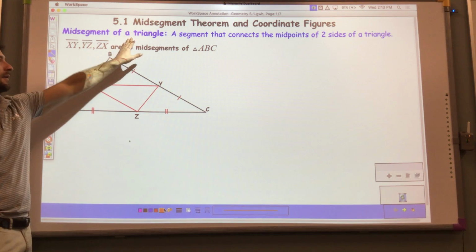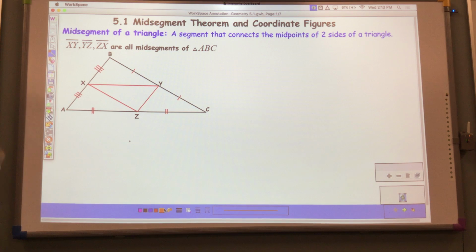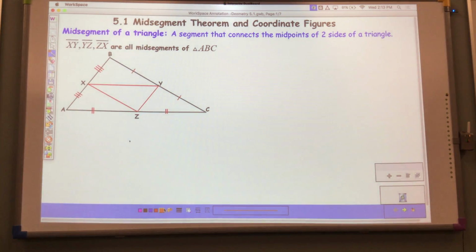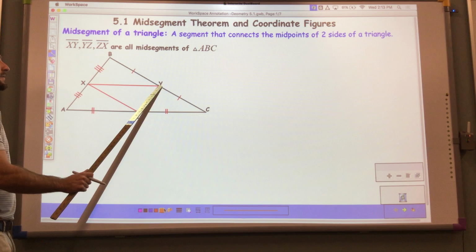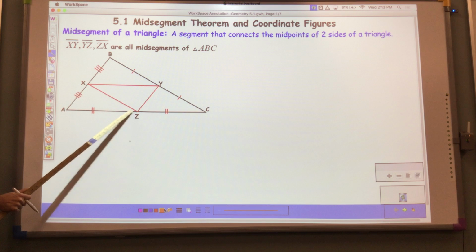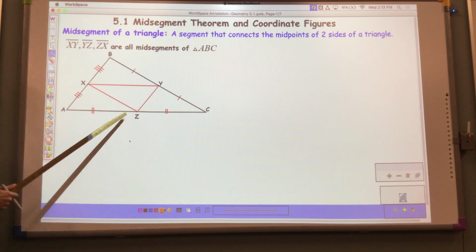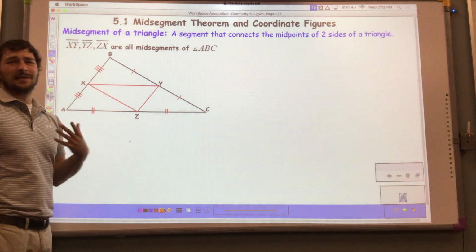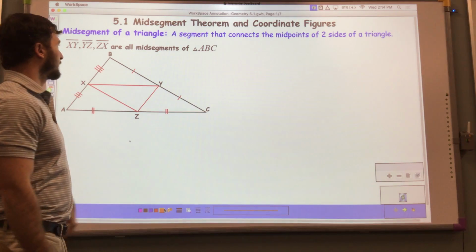A mid-segment of a triangle is a segment that connects the midpoints of two sides of a triangle. So in other words, a mid-segment is always going to go from midpoint to midpoint. In a triangle there would be three of them, because you have a midpoint on three different sides of your triangle. So XY is a mid-segment of triangle ABC. So is segment XZ, and segment YZ is also a mid-segment. So every triangle has three mid-segments, three segments that go from midpoint to midpoint.